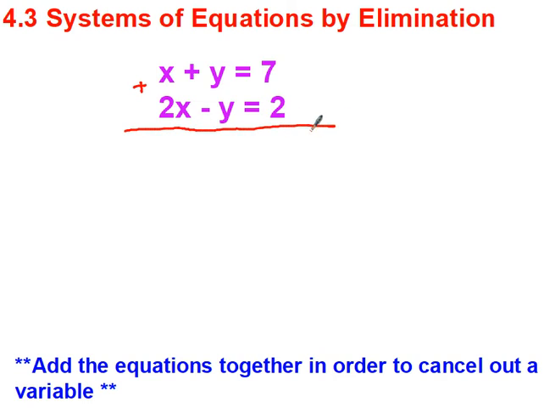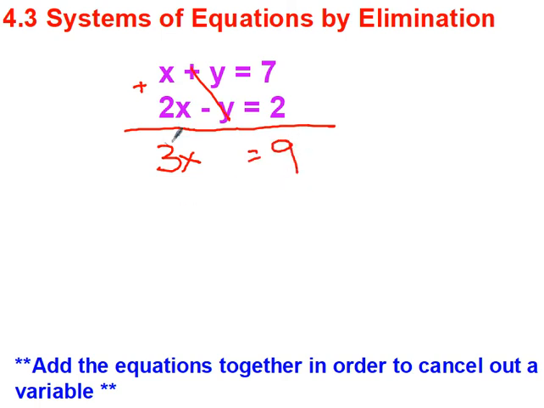Okay, and we add by combining like terms, of course. You can only add the left side of the equal sign with the left side, right side with the right side, and so on and so forth. So when I add these together, 1x plus 2x is 3x, and I'm combining them to make just one equation. The reason I'm doing it is I want to cancel out a variable. Positive y and negative y cancel each other out, and so I'm left with just 3x equals 9.